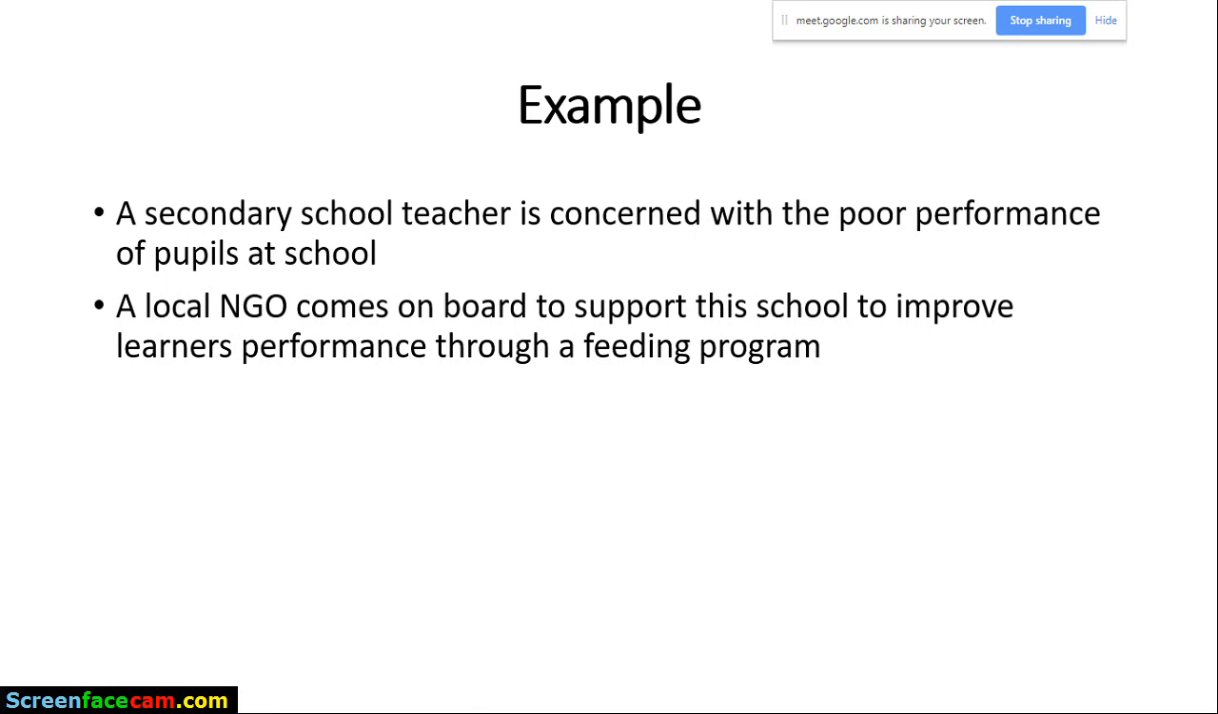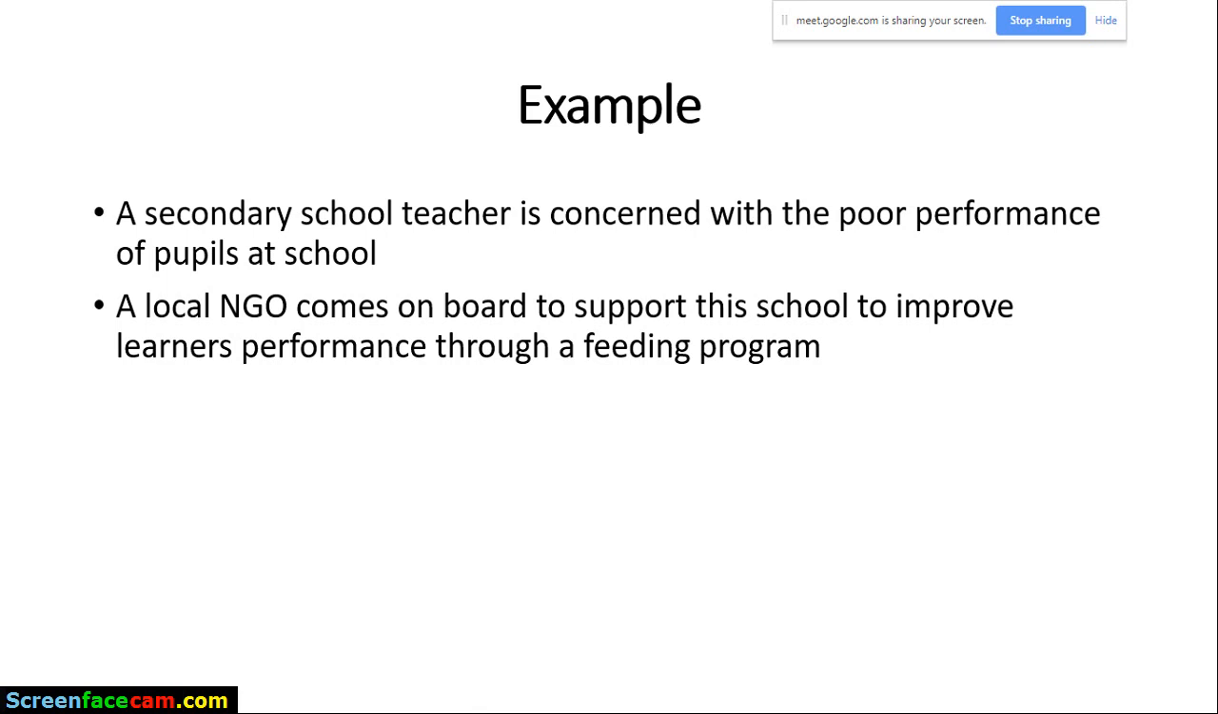Improve the performance of the learners. So now, we can show this. We want to develop a theory of change. Remember, we've just discussed that we need to identify the problem, right? As a starting point. So we know that the problem here is what? Poor performance. Then we need to identify the causal factor.